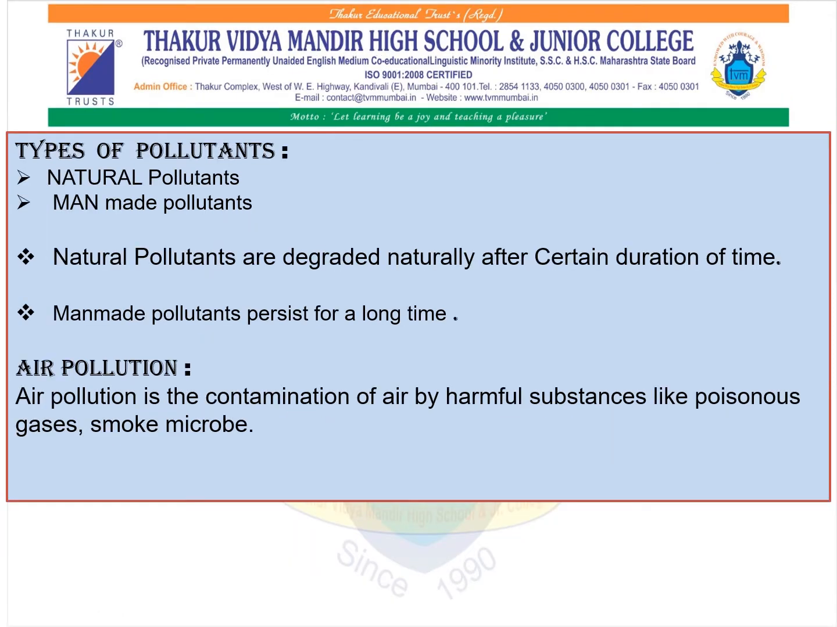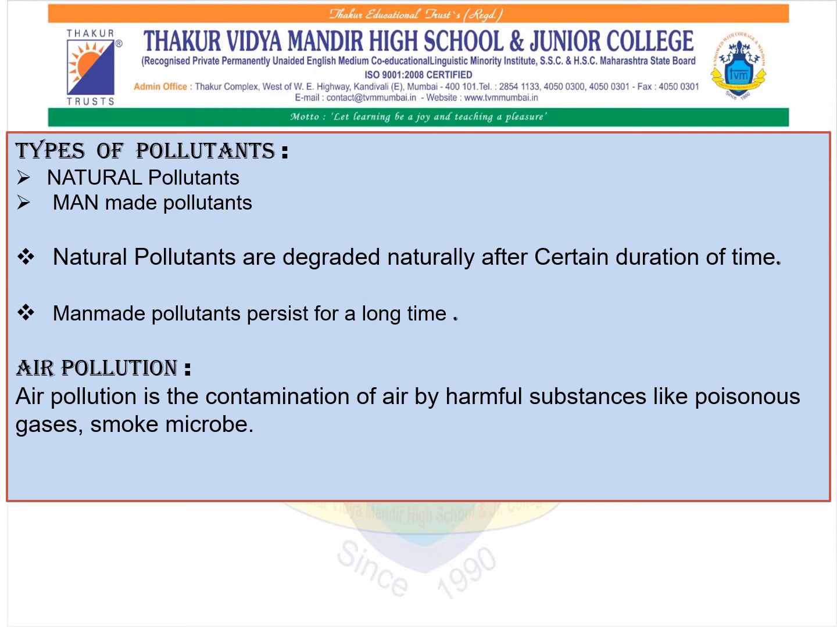Now coming to the types of pollutants, there are generally two types of pollutants, that is natural pollutants and man-made pollutants. The natural pollutants are degraded naturally, or we can say destroyed naturally, after a certain duration of time, whereas the man-made pollutants persist for a longer time.